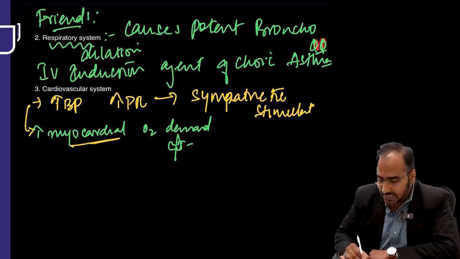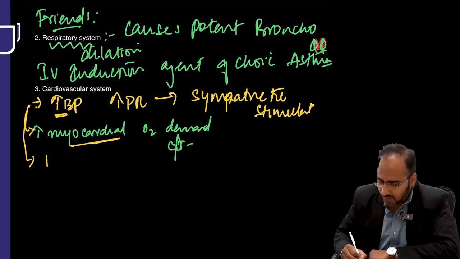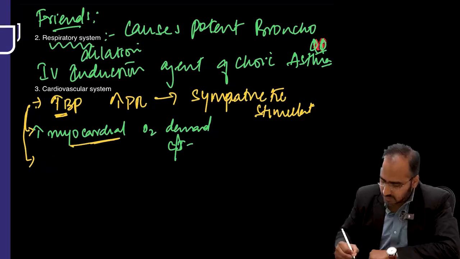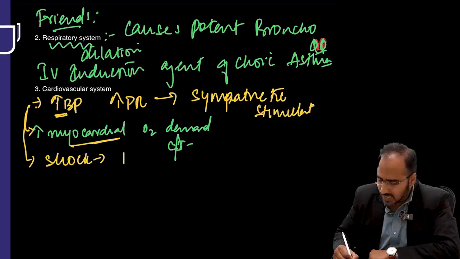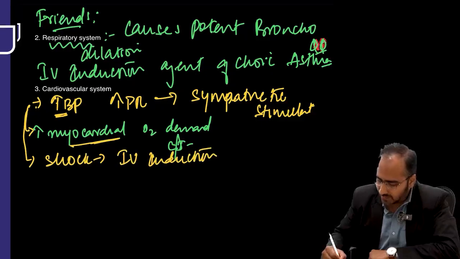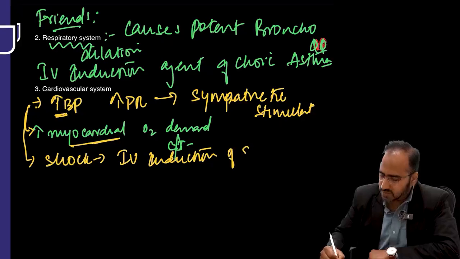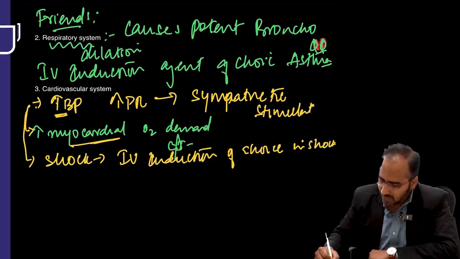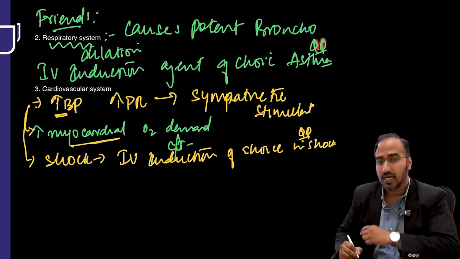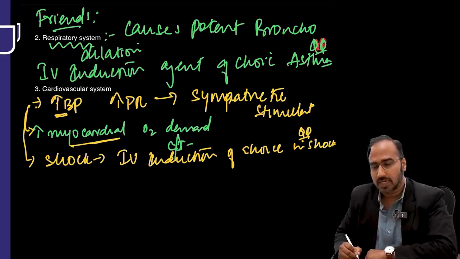But first, as it is increasing the BP and pulse rate, due to this feature, can I give ketamine for shock-like conditions? Can I use ketamine if the patient is in shock? Yes or no? It is the IV induction agent of choice in shock. Very, very important, guys. IV induction agent of choice in shock.